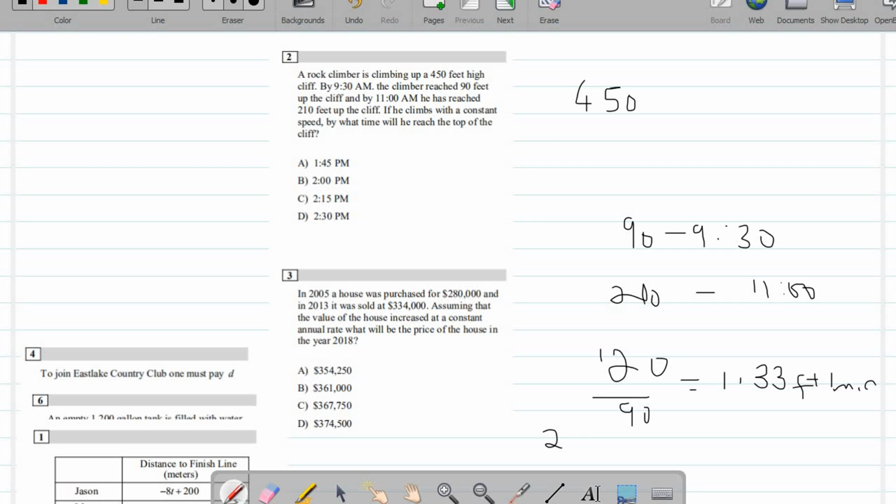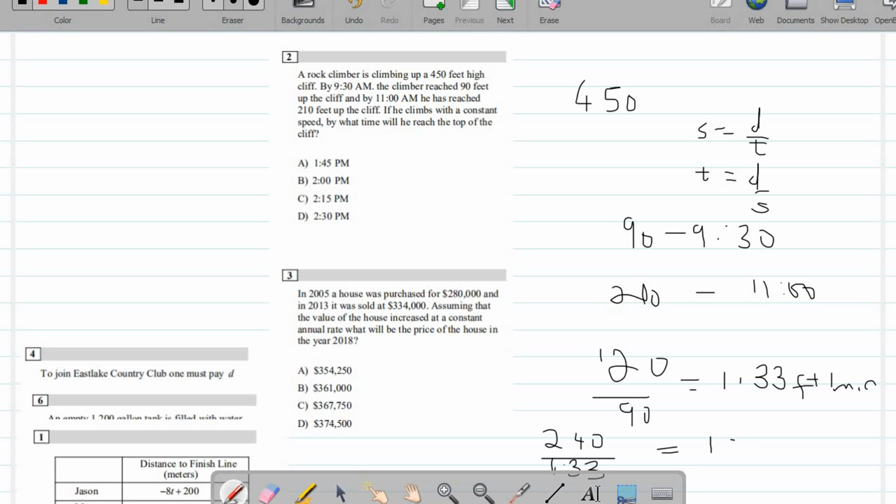So we have to do 240. Remember that speed is equal to distance over time. This is actually the speed, 50 feet per minute. So if you rearrange this, you have t will be equal to distance over speed. Okay, so let's do that. 240 divided by, that's the distance, divided by speed, 1.33. So when you do that, 240 divided by 1.33, you'll be having 180.